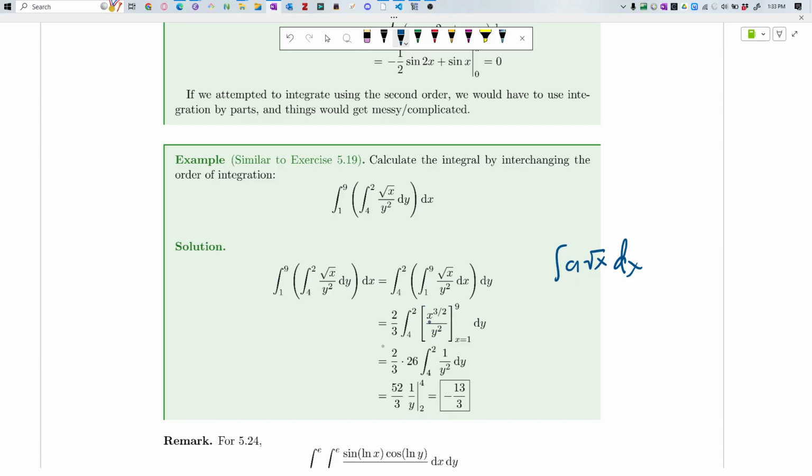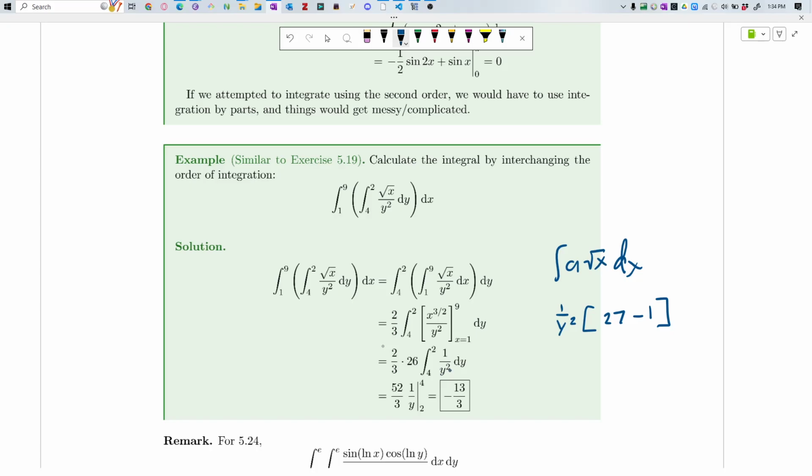Next, we would evaluate this expression at x equals 1 and x equals 9. When you plug that in, I guess I don't really specify it out completely, but the 1 over y squared doesn't matter, and you would get 27 minus 1 when you evaluate. That's how you end up with the 26 out here.